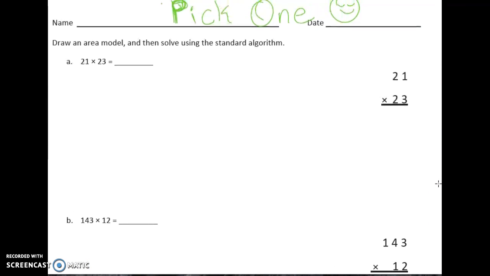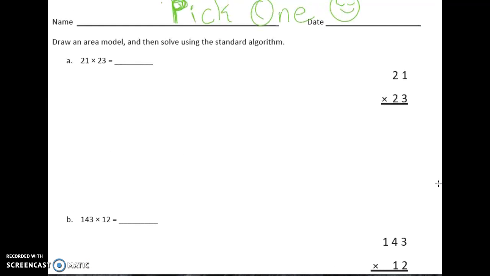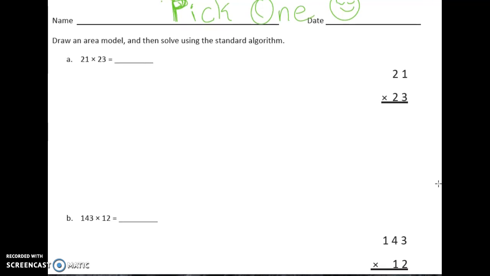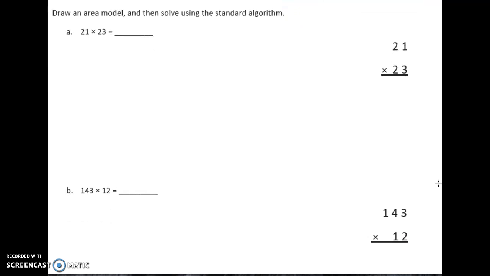Here are our homework problems for today. And it says right there with a nice little happy face, pick one. What I'd like for you to do is pick one of these, bring your answer to class on Monday morning, draw an area model, and then solve using, oh sorry, don't bring it Monday morning, bring it Tuesday morning, my mistake. Draw an area model and then solve using the standard algorithm. So these ones, just like I started with, you'll be doing both.